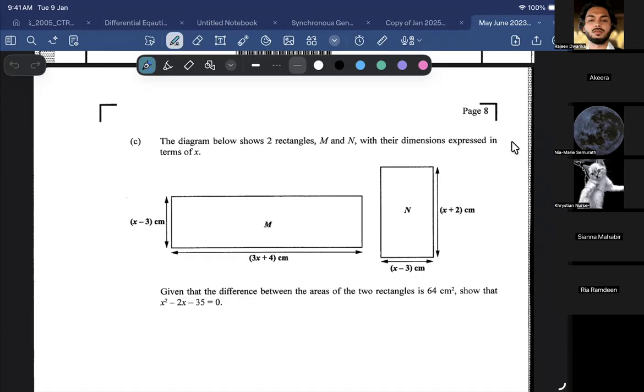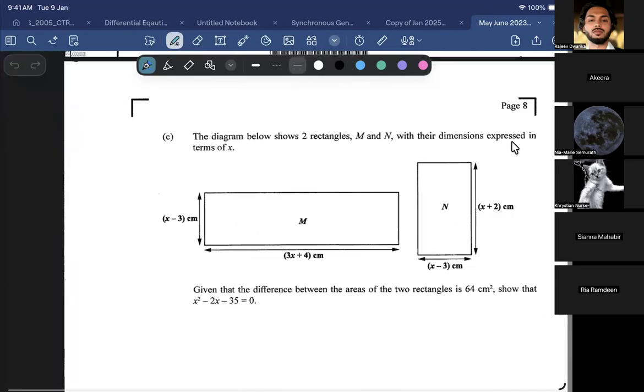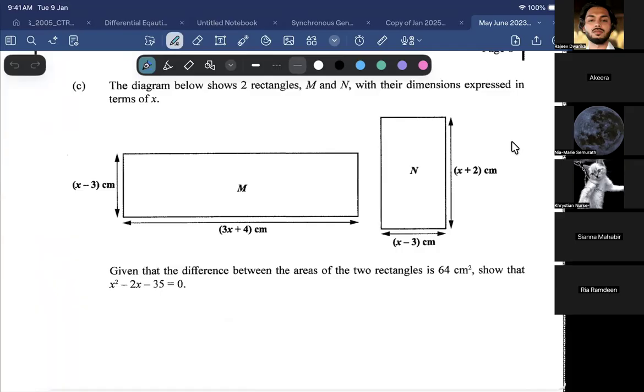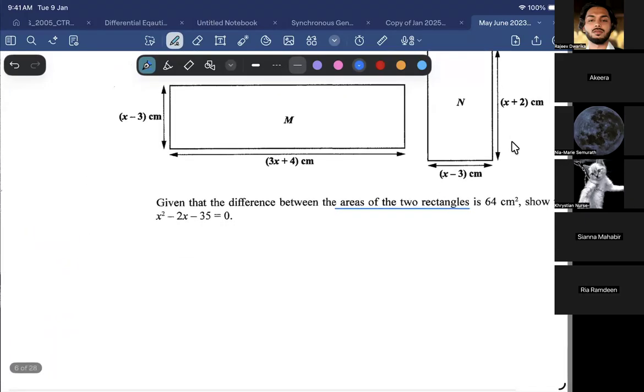All right, Christian, you understand anything about this question? Yes or no? No, sir. Okay. But guys, can we see that we have two rectangles? Yes, sir. And in the question, they're talking about the area of the rectangles. Do we know how to find the area of a rectangle? Do you guys remember how to find it?